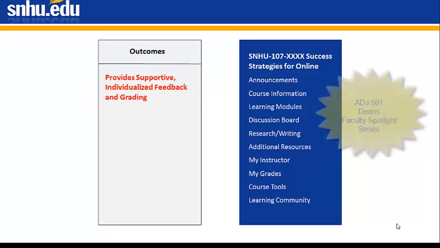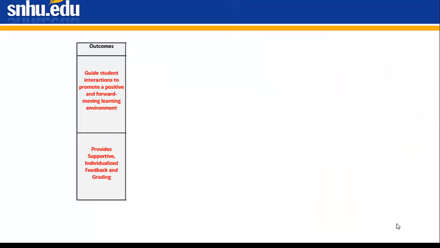Team leads can consult the ADJ 501 training course for grading resources, consult deans, as well as review previous Faculty Spotlight presentations for additional best practices and strategies for providing individualized feedback. The scoring metrics of each critical element are then applied.